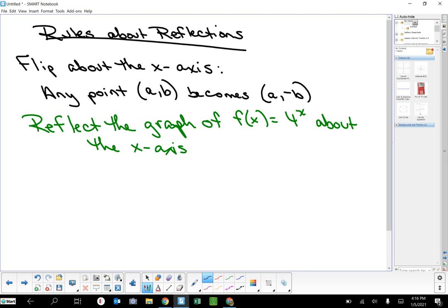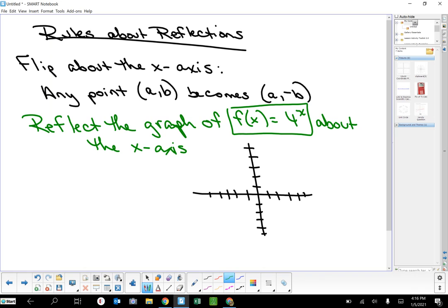Okay, so we'll just make a real quick graph right here. Okay, so the normal graph, the parent graph here, I'll do that in green, and then I'll do the reflection in red. Okay, so 4 to the x, we know that that's going to go through this point, and then 1, 2, 3, 4. So this is the parent graph. And so I have these points, 0, 1, and 1, 4.